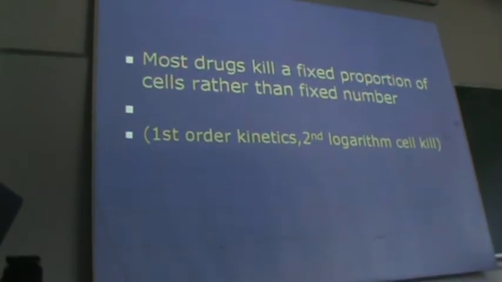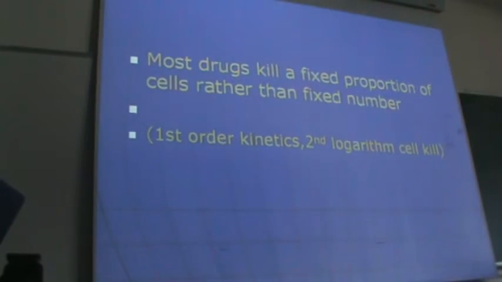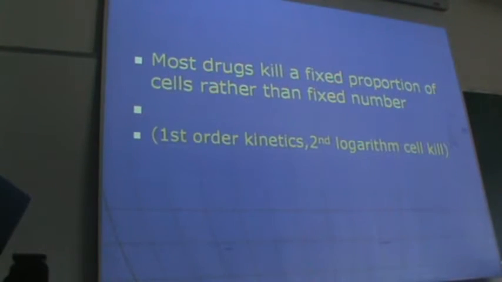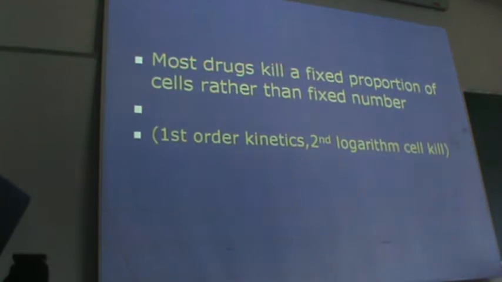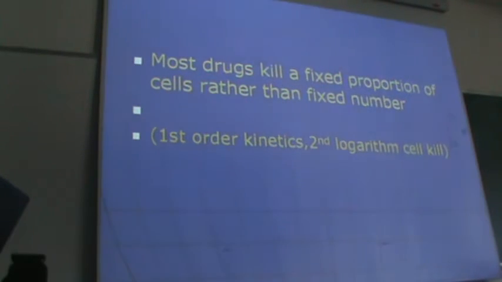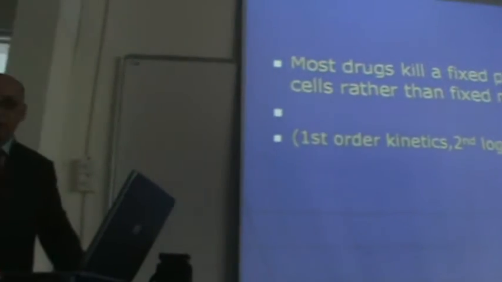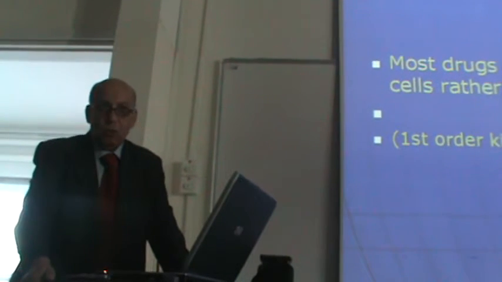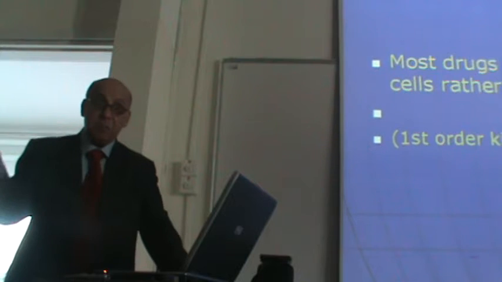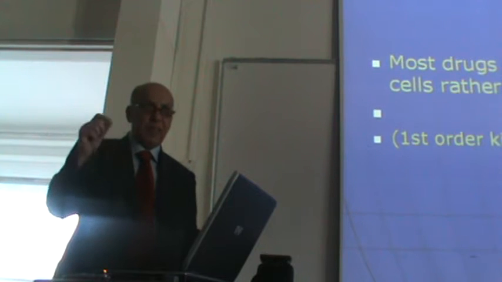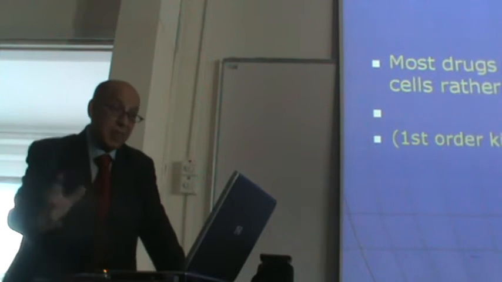Now, how does chemotherapy work in terms of pharmacokinetics? We have zero order kinetics and first order kinetics. Zero order kinetics means that a fixed dose of a drug will kill a fixed number of cells. While with first order kinetics, a fixed dose will kill a fixed percentage, not a fixed number of cells. It is a fixed percentage of the cells present in that tumor.